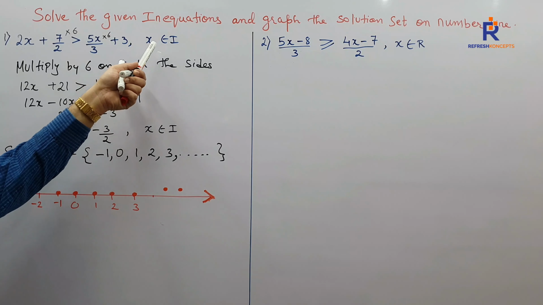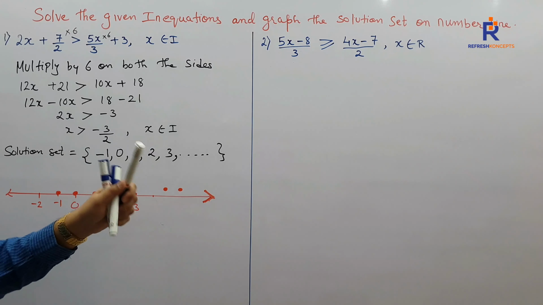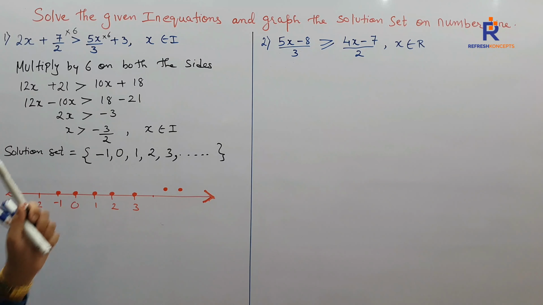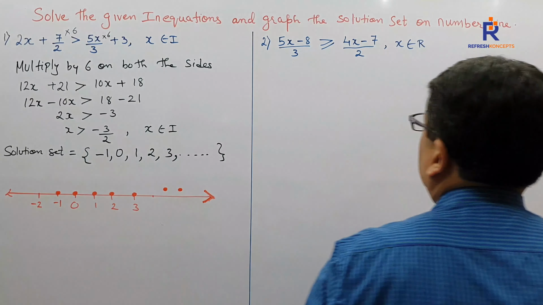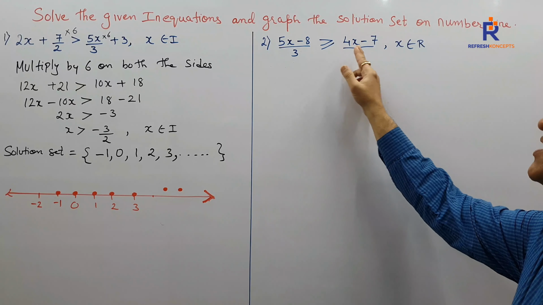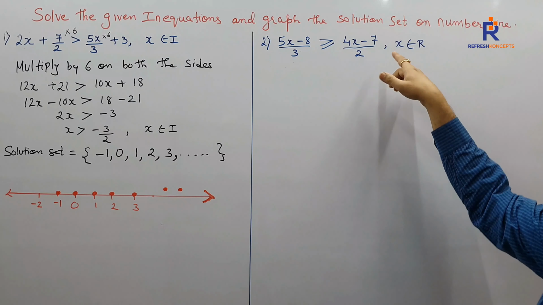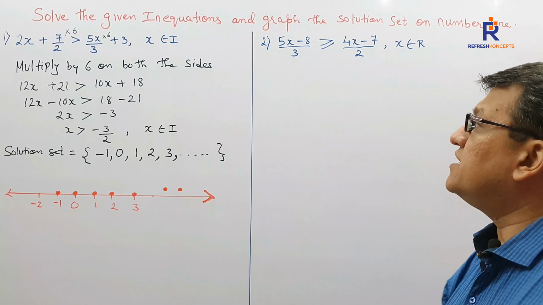Here I have given you integer. The next one is real, so that you can differentiate. Though the sum is not the same, let's see what this sum is trying to say. 5x - 8 by 3 greater than or equal to 4x - 7 by 2, x belonging to the set of real numbers.